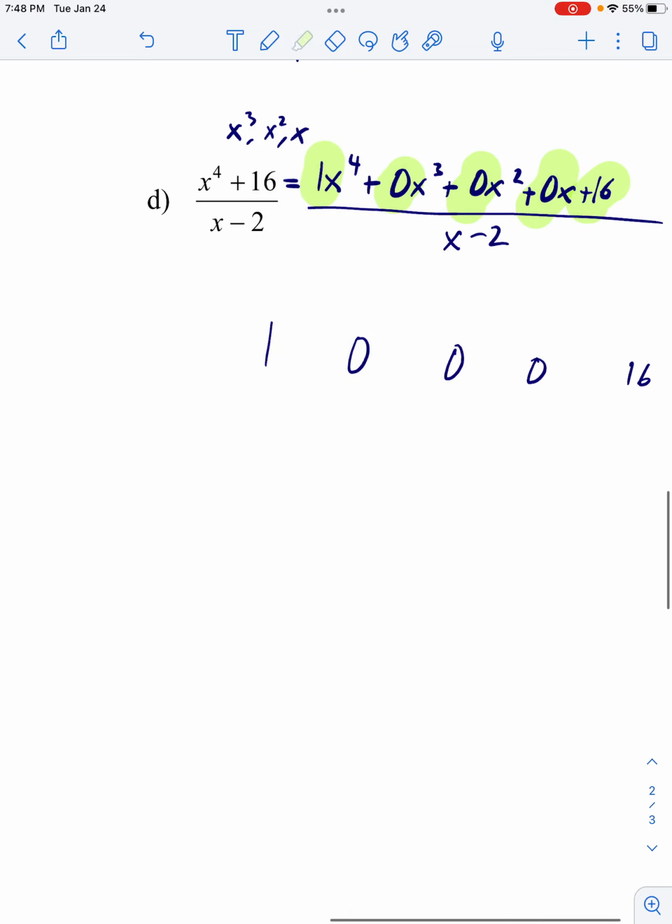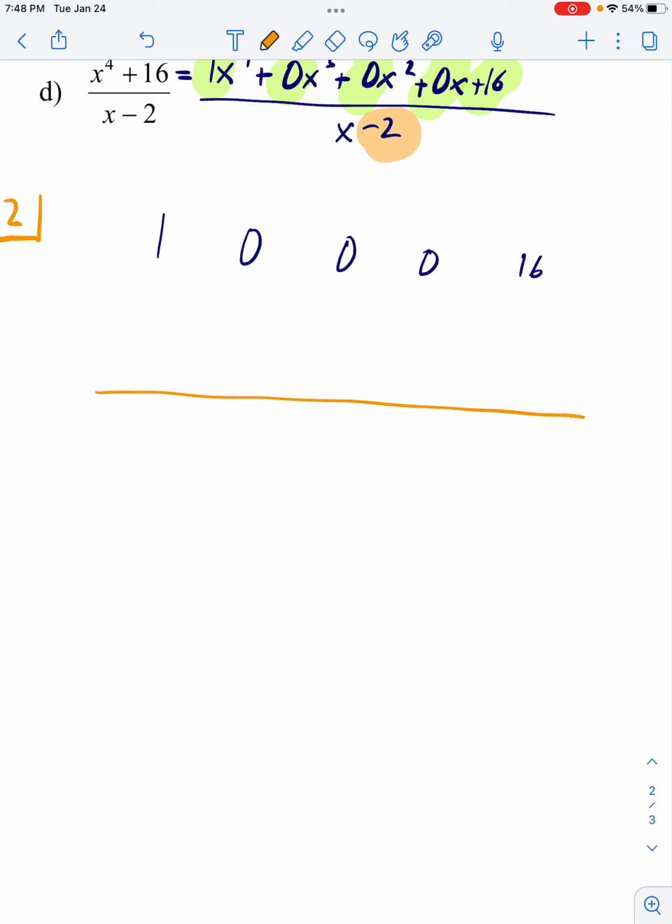What's going to go in the crow's nest? This constant term in my divisor is minus 2. The opposite of that, positive 2, goes in my crow's nest. Draw a little line, a little remainder box in the last column.